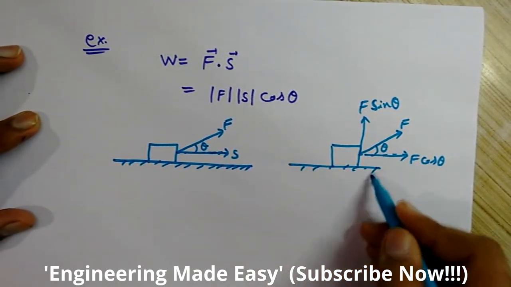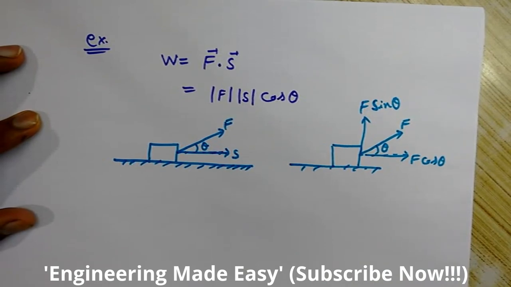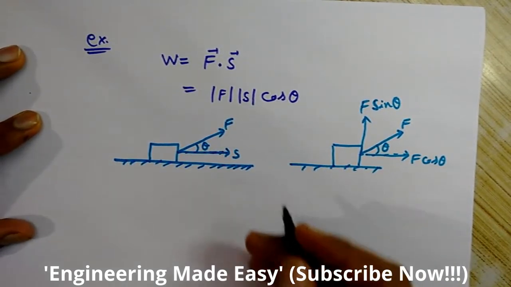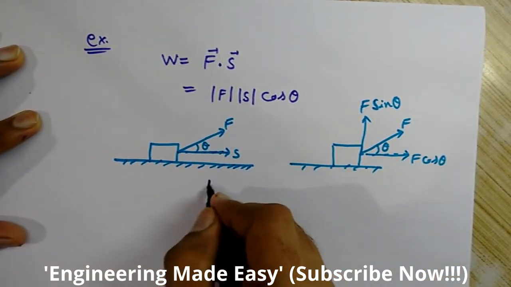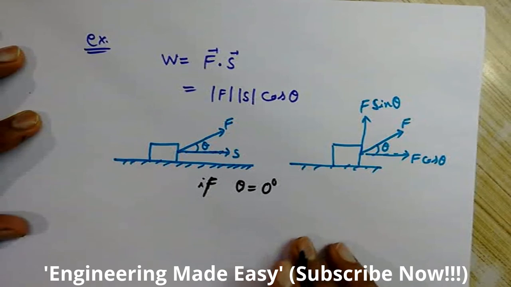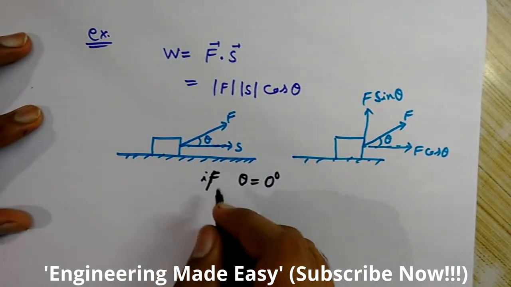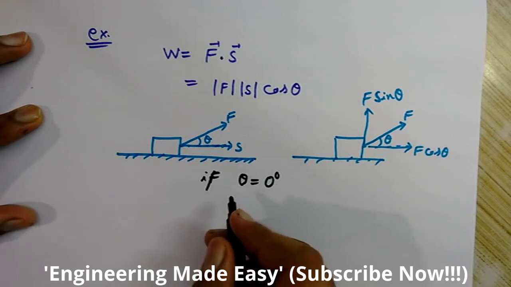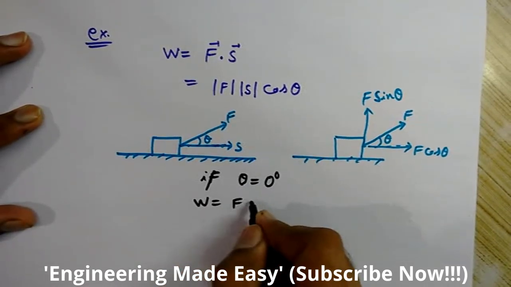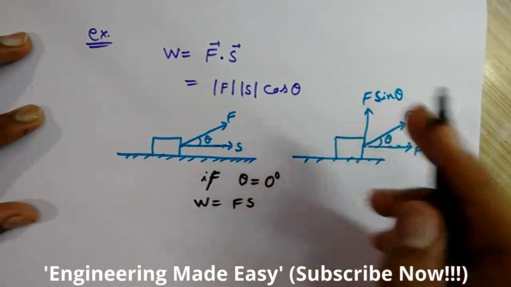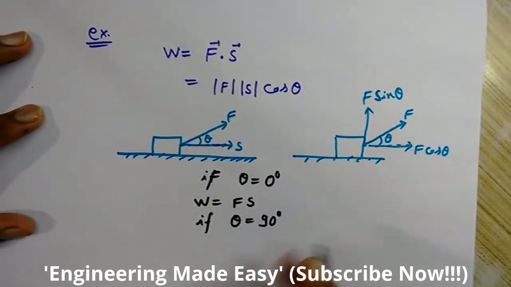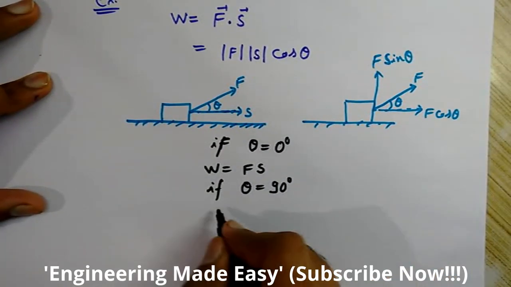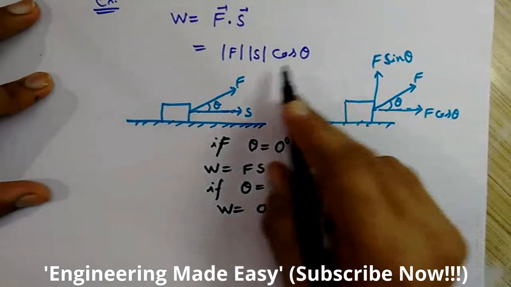Okay, so by the definition of dot product, we know that W is equal to Fs cos theta. If theta is equal to 0 degrees, then W would be Fs, since cos 0 is 1. But if theta is equal to 90 degrees, then W would be equal to 0, since cos 90 is 0.